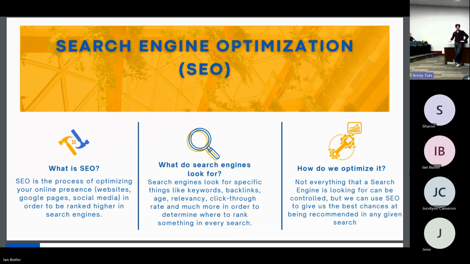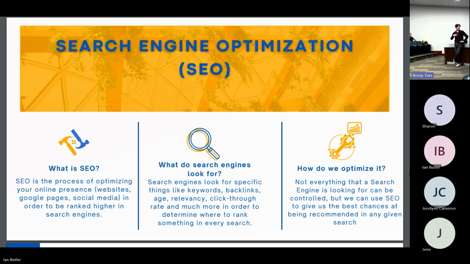So there are a few specific things like keywords, backlinks, the age of your stuff, how relevant it is, the click-through rate, and much more. There are so many variables when it comes to search engine optimization that we will probably be here all day just talking about the different things that go into it. But there are some key ones that we'll talk about on the next slide, which are the most important that we can actually change and focus on.